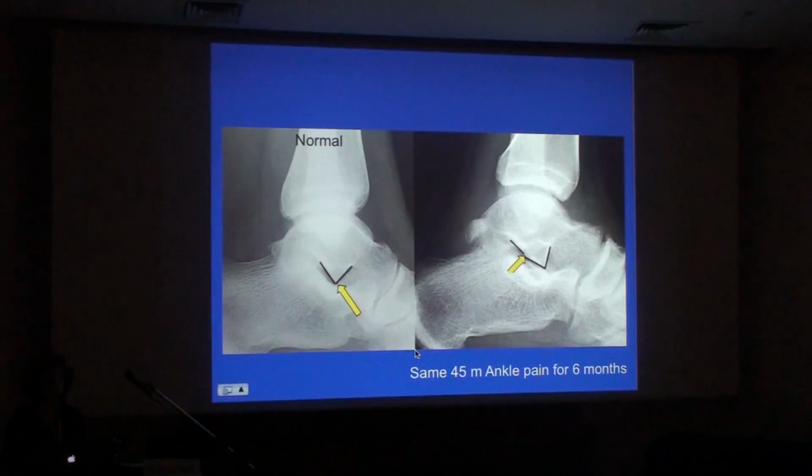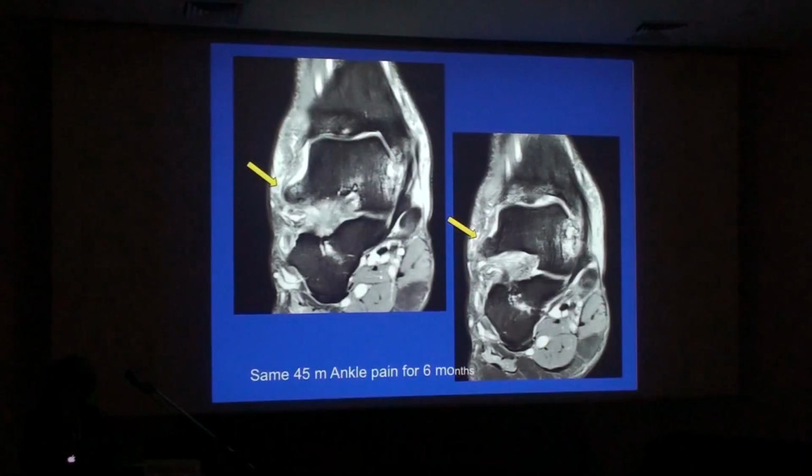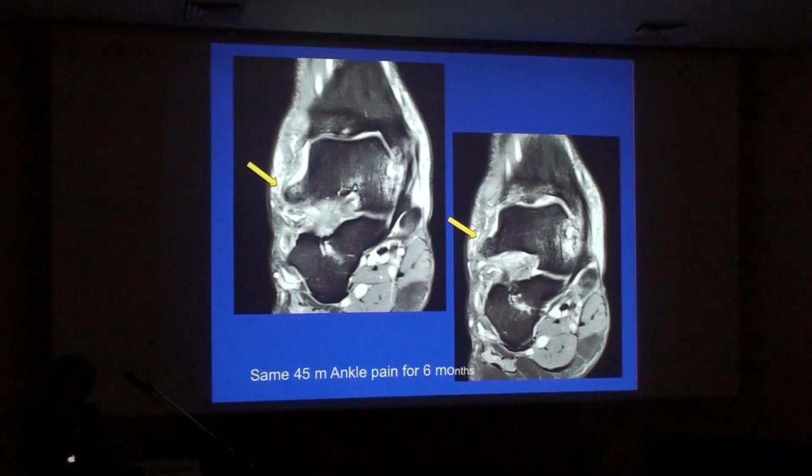And this patient had pain for 6 months. So they're easily missed. I have one more, actually this is the same case. You could see what happened to him. Here is the fracture of the lateral process of the talus. There is edema, but because of that abnormal biomechanics, because of the tilt in the talus, he developed a lot of osteoarthritis medially here.